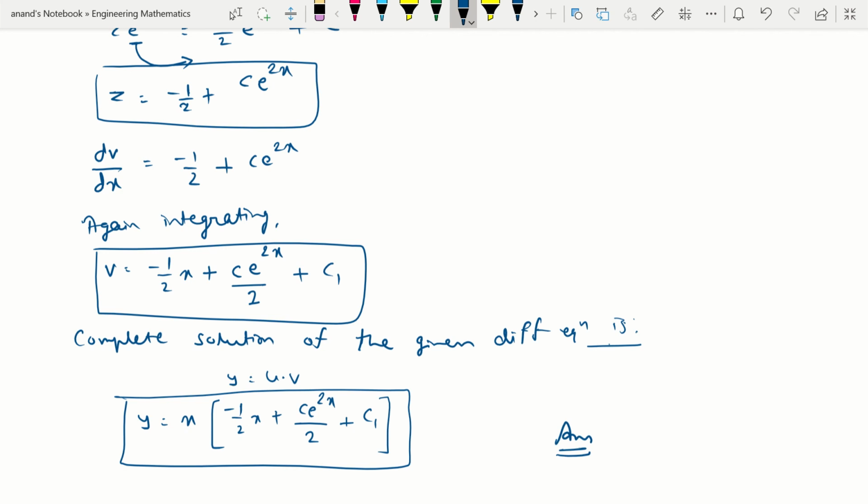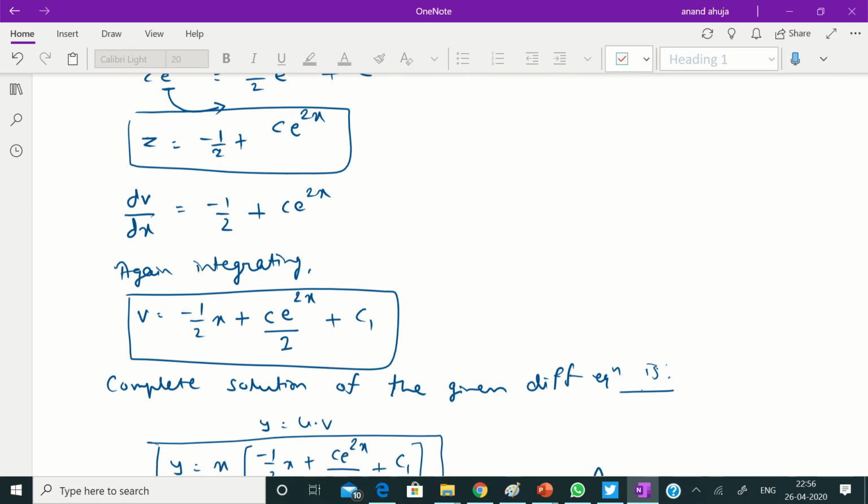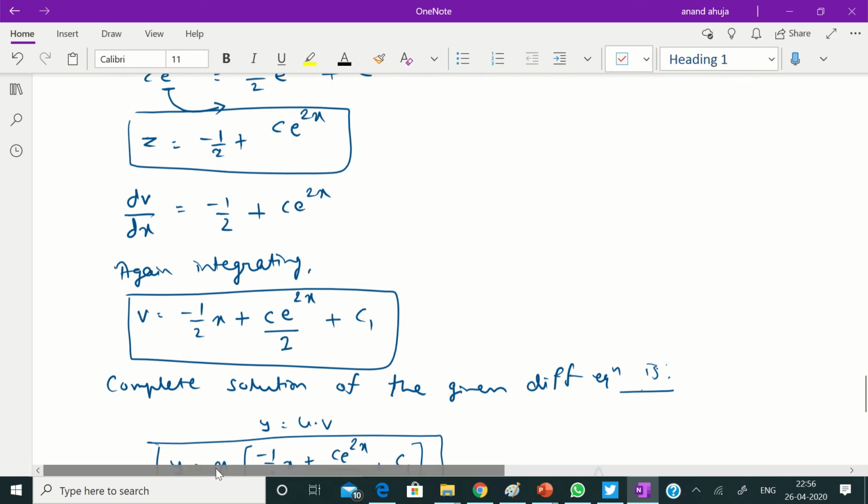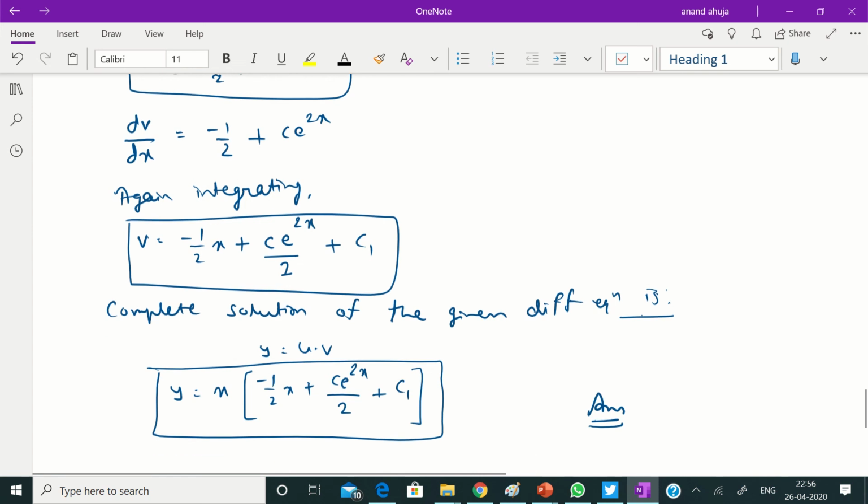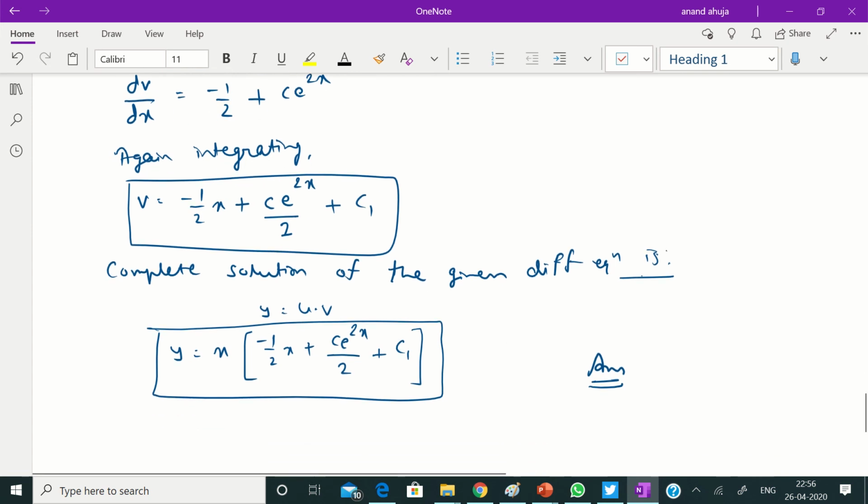Now in the next lecture we will learn about the method of solving differential equations of second order with variable coefficients which cannot be reduced to constant coefficients.